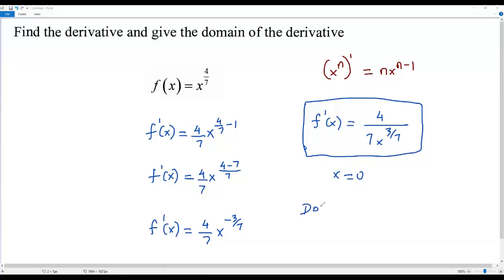So the domain of f prime of x equals all real numbers except 0, because when I plug in x equals 0, the denominator becomes 0 and the fraction becomes undefined. The value of f prime of x becomes undefined. So we exclude 0 from the domain. That is, the domain is all real numbers except 0.